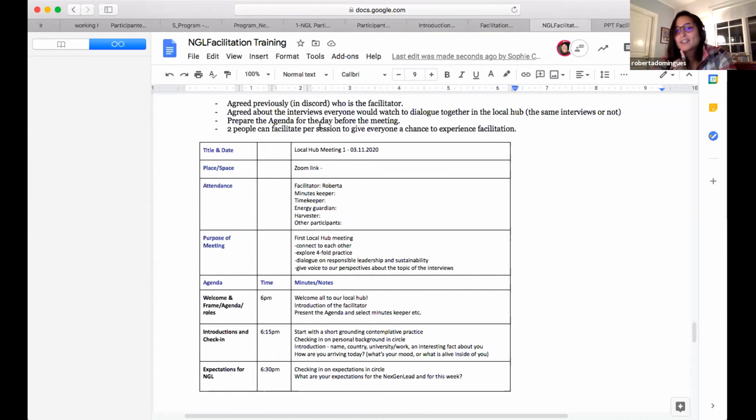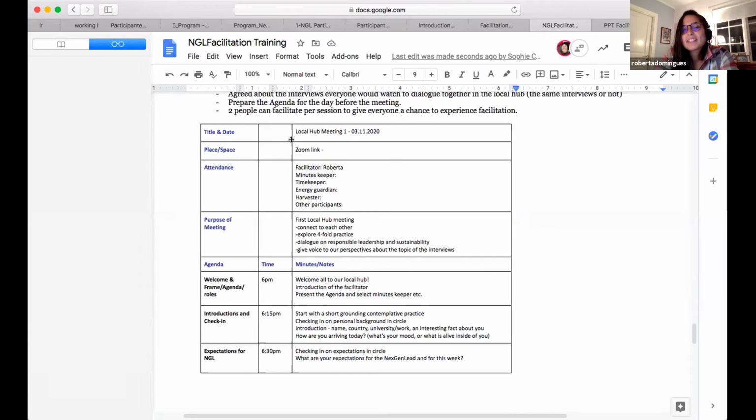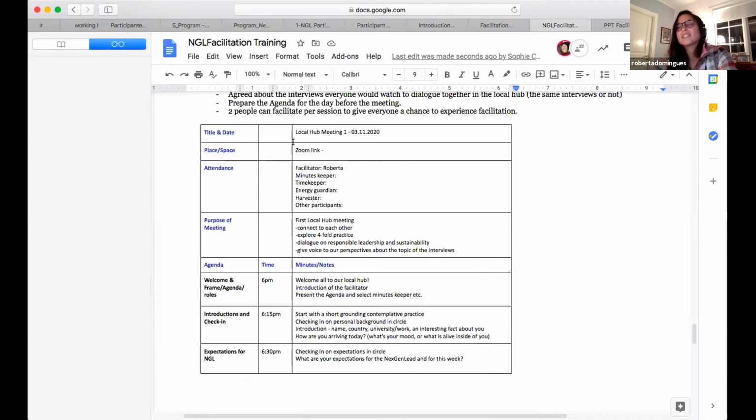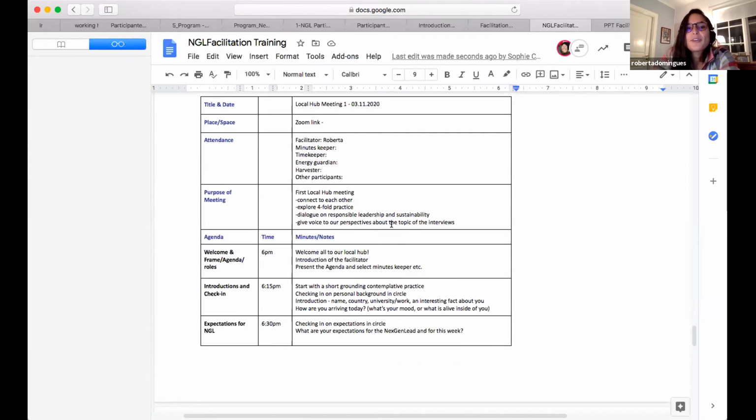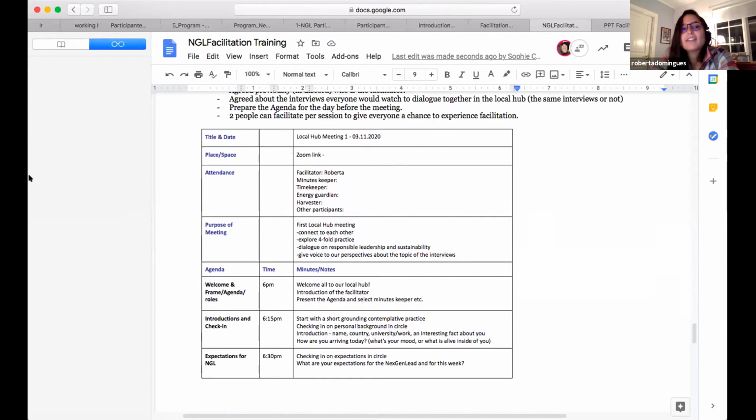That's important, then you don't get lost. And sometimes, if you are a group of 6 or 7, so more people can experience this facilitation, you can maybe have 2 people facilitating the meeting per week. So we have here a template that we use.